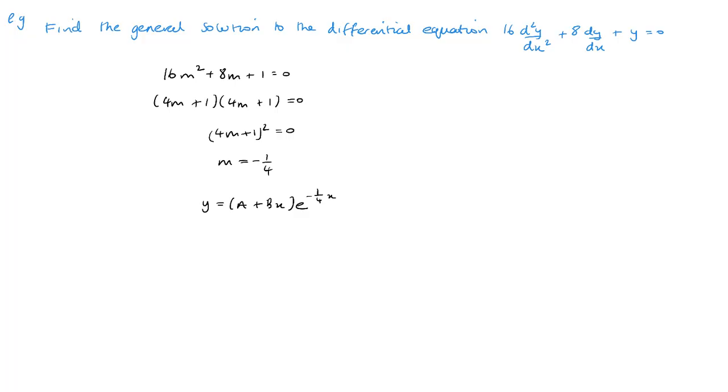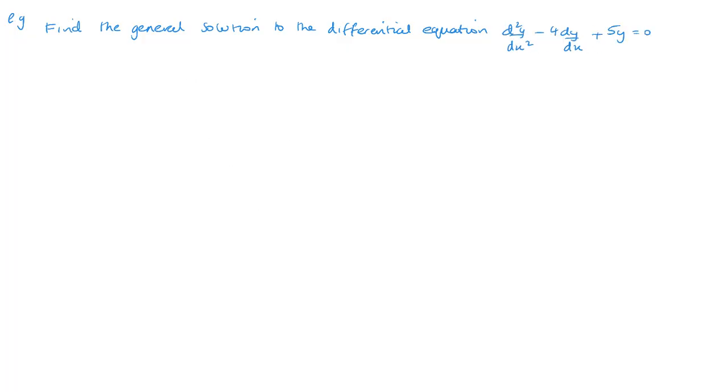Let's have a look at another scenario. So let's start off with the auxiliary equation. So m squared minus 4m plus 5 equals 0.